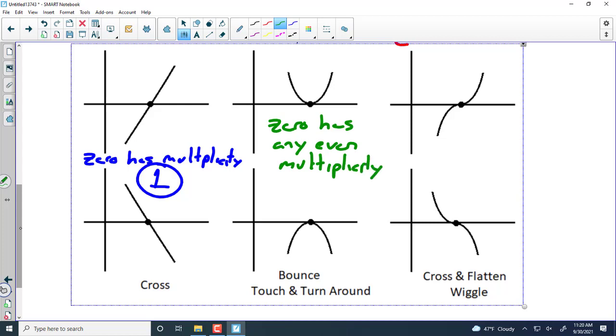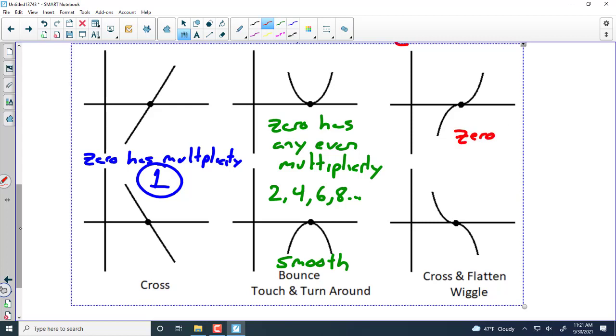If the multiplicity on the factor or the 0 is any even number, 2, 4, 6, 8, you bounce off the axis. You do not cross over it, you hit it, you turn right around. Not like the absolute value function. It's not a sharp corner, it's a nice, smooth bounce. That leaves this one over here.